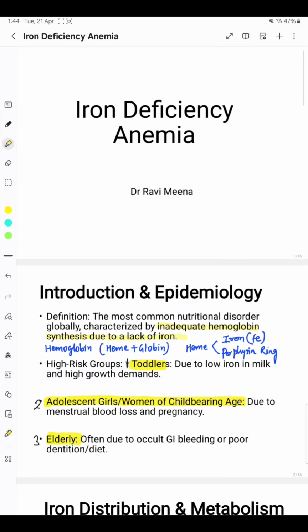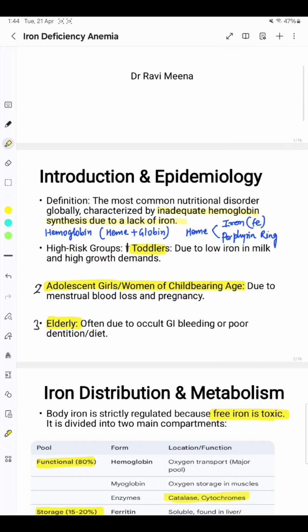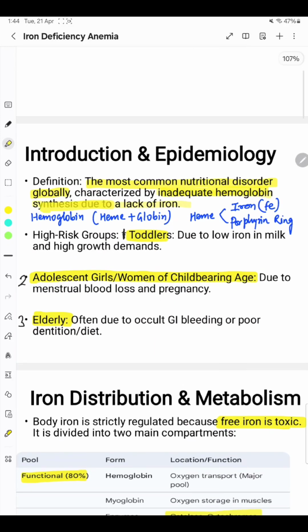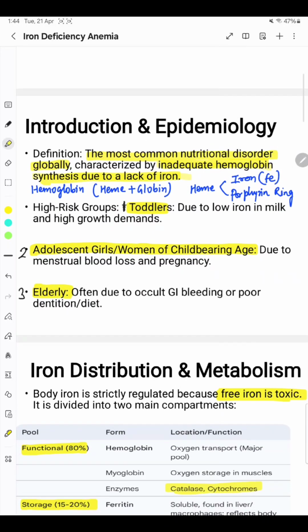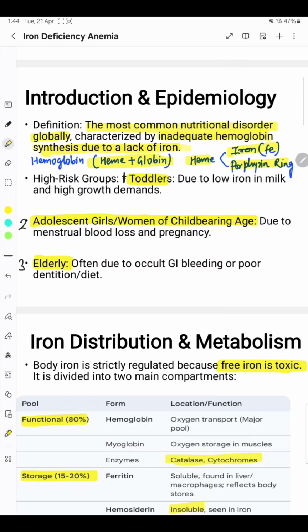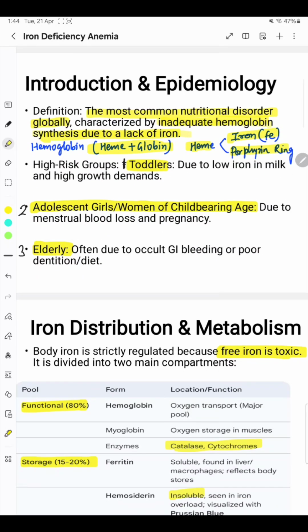Hello everyone. In this video we will discuss iron deficiency anemia. Iron deficiency is the most common nutritional disorder globally. This is characterized by inadequate hemoglobin synthesis due to lack of iron. Hemoglobin is a blood pigment composed of heme and globin. Heme is composed of iron and porphyrin ring. So whenever there is deficiency of iron, this will result in decreased or inadequate hemoglobin synthesis.